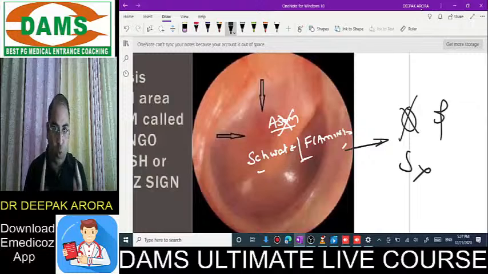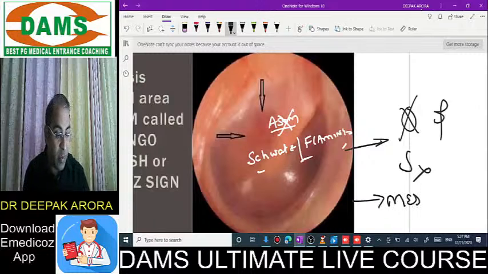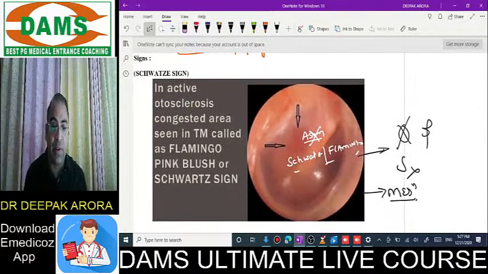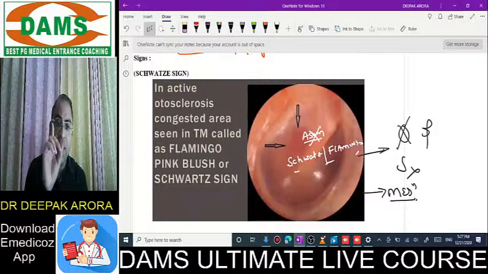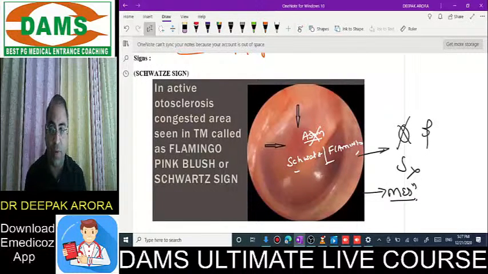I'm understanding short sign. It means whenever the patient gives you this finding, always go for medical treatment. We will be going for medical treatment. Clear? So Schwartze sign, flamingo pink sign, is an otoscopic finding and a contraindication of surgery. Always remember this point.